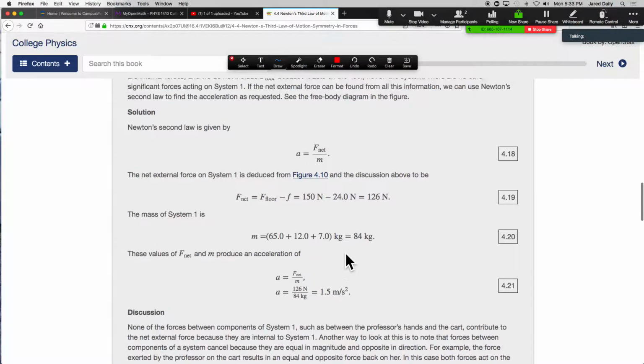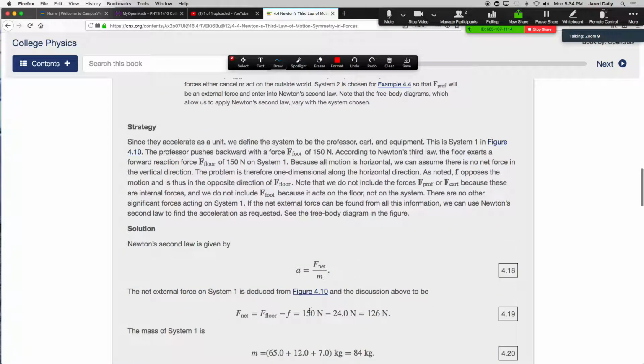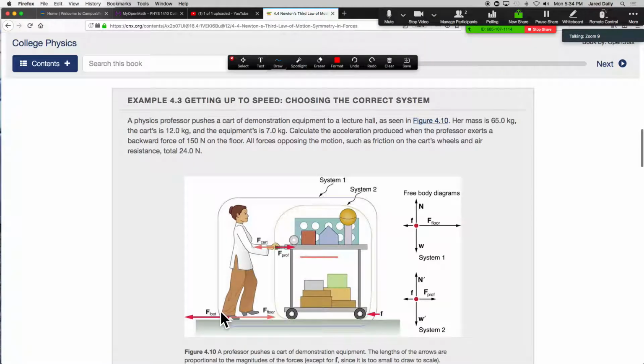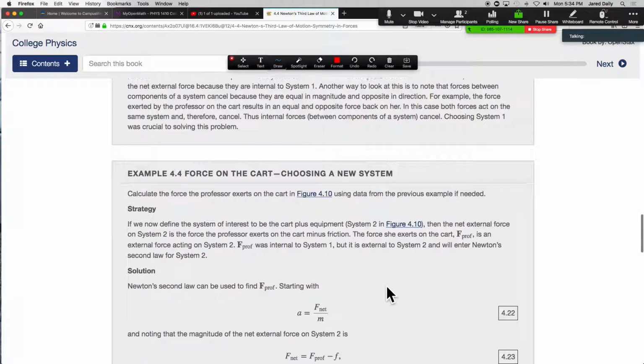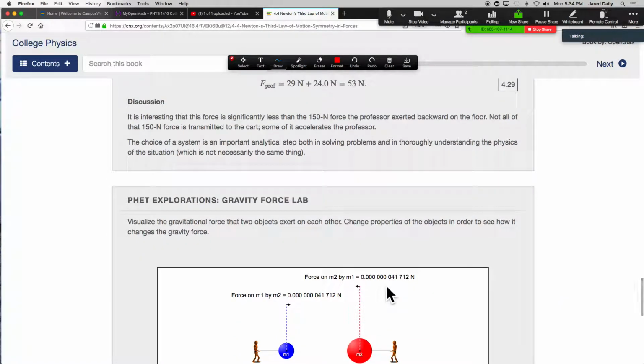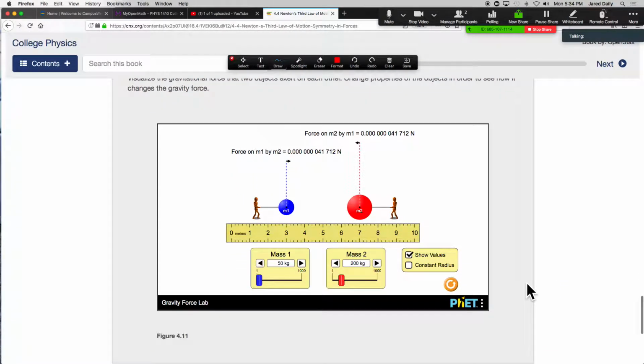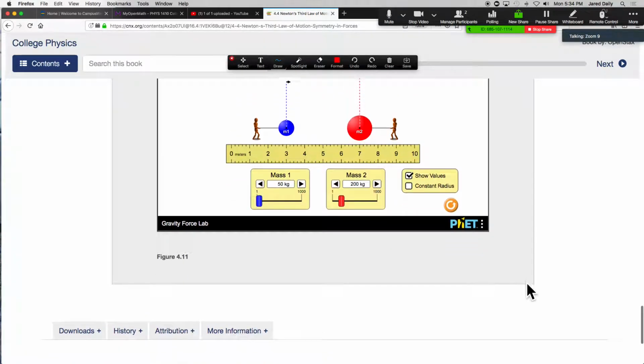Notice that in this problem, she's pushing on the floor with 150 newtons. So this force that she's pushing this way with is 150 newtons, but here it's only 53 newtons. So this one's 3 times bigger than this one. And if you've ever pushed things around on a cart, you'll know that your feet get tired more often than your hands do. That there's a lot of force going on there. All right. That's enough for that section.